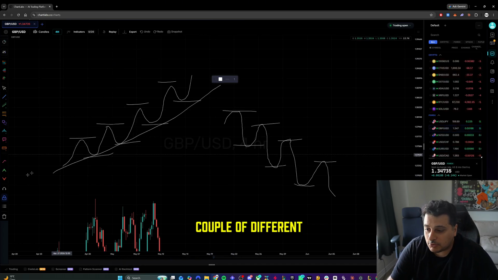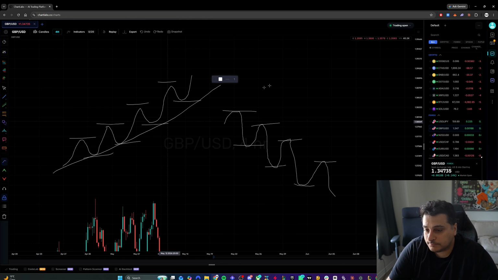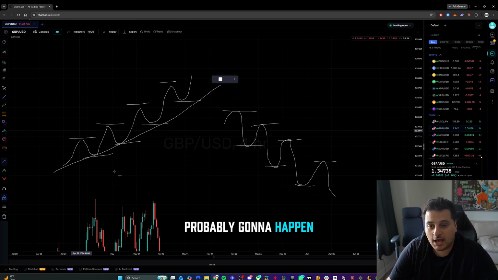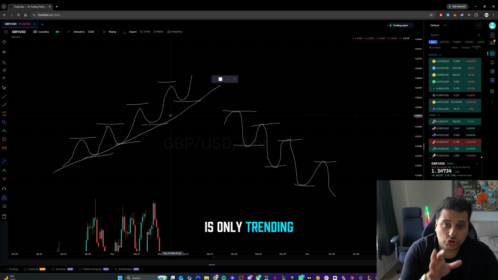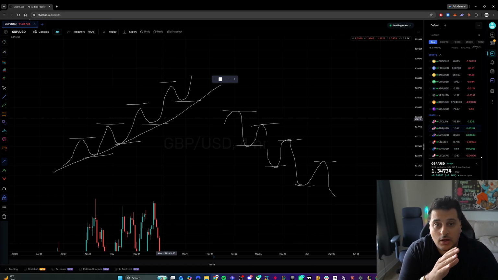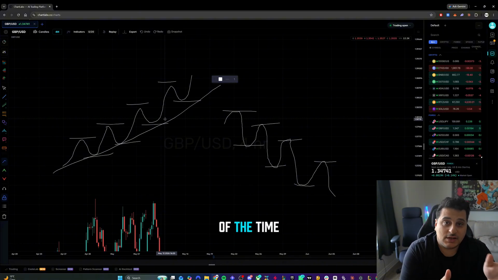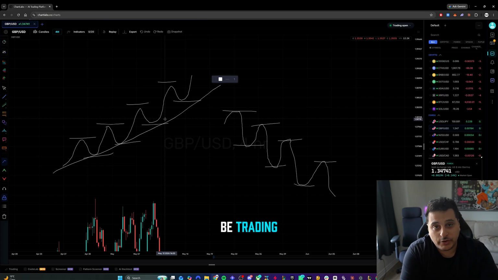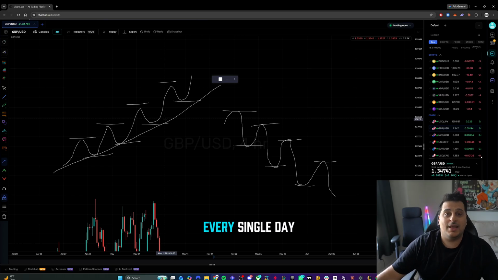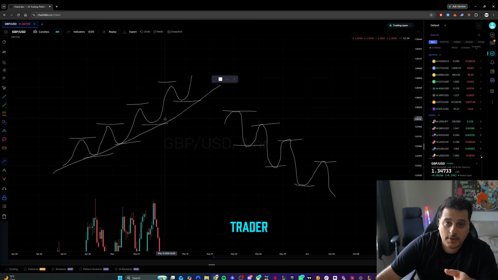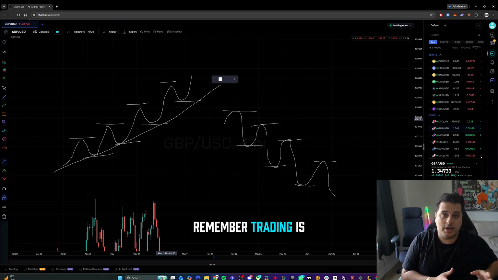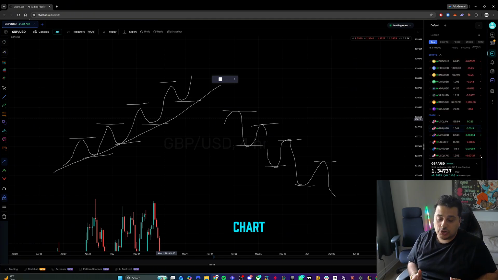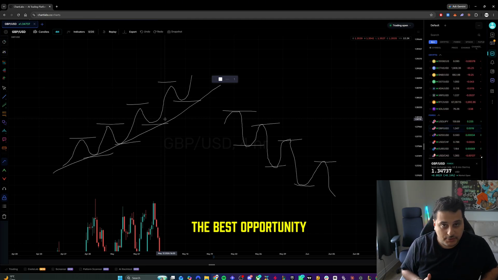Now, there's a couple of different ways the market can move. This trending is probably going to happen maybe 20% of the time, just a heads up. A chart is only trending in a certain direction roughly 20 to 30% of the time. That other 70% of the time, if you're a beginner trader, you should not be trading. So trying to trade every single day as a day trader is actually a detriment to your success. Remember, trading is 90% just watching a chart and looking for the best opportunity.